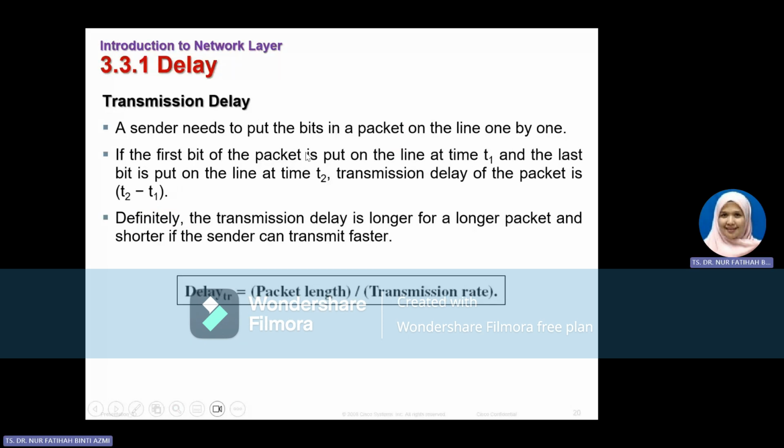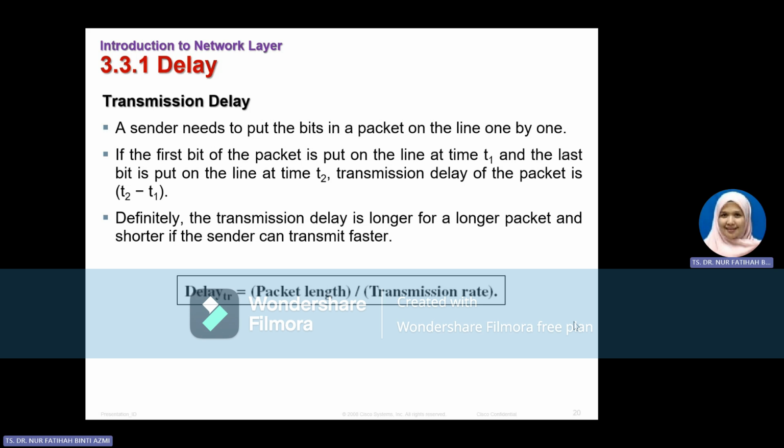So we have the transmission delay to measure the performance. To measure the performance, we look at the delays. The delay means how long it takes for a packet to travel. So there are two types that we will discuss next.